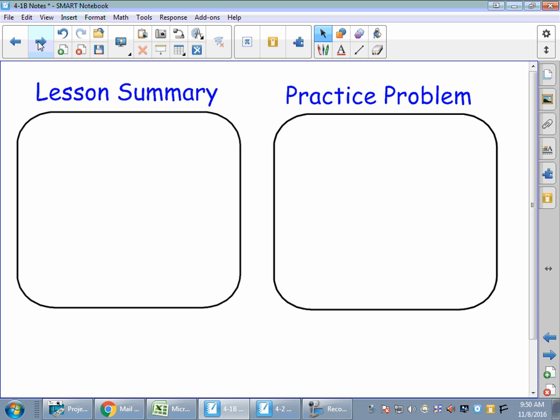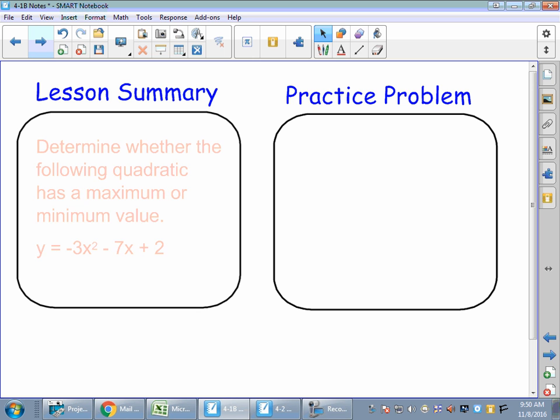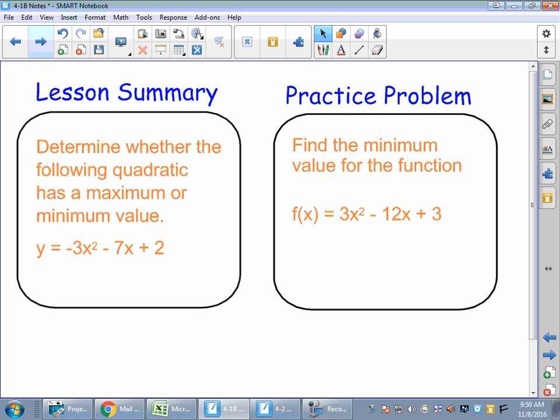So for tonight, you just need to determine whether the following quadratic has a maximum or minimum value. Don't have to do anything. You should just be able to look at that and tell me that answer. And then the practice problem, I want you to find the minimum value for the function. Good luck.